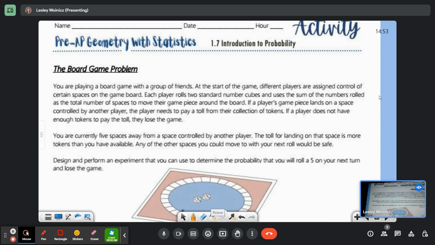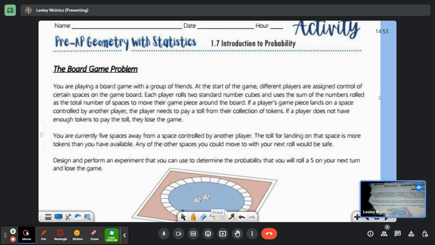Design and perform an experiment that you can use to determine the probability that you will roll a 5 on your next turn and lose the game. So it's not like you're just rolling one die, right? And it's just 1 out of 6. You got 2 dice. So you're going to do experimental probability. Okay, you're going to actually do an experiment.